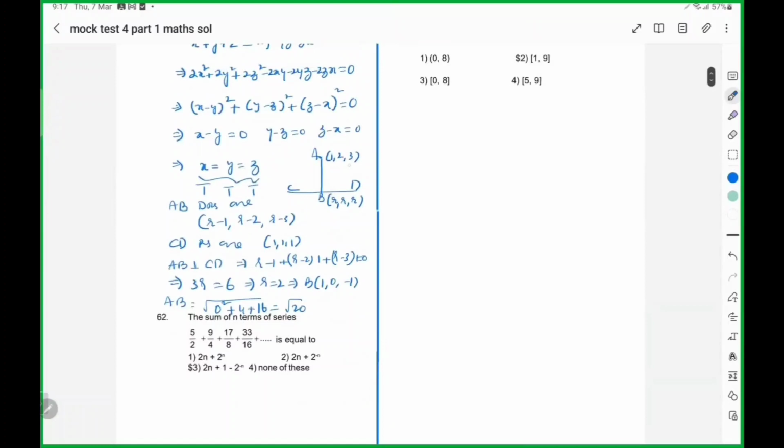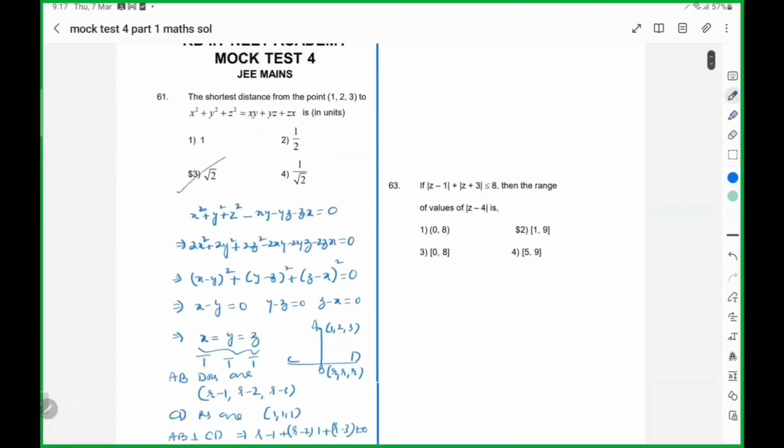One minute, let me check. R minus 1, R minus 2, R minus 3. R is 2. Then D coordinates are 2, 2, 2. AB will be 1 minus 2 whole square, 0 square, 3 minus 2 whole square, which is root 2. So the option is correct.